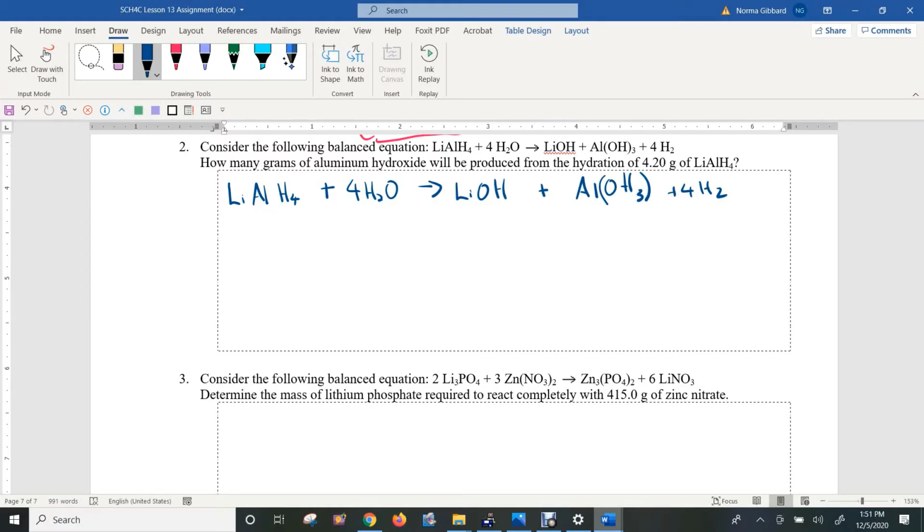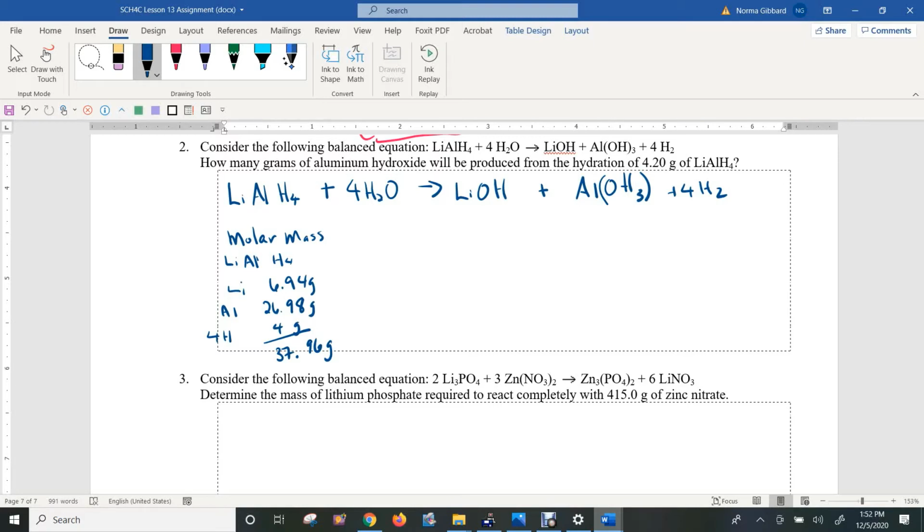Okay, so our next step is our molar mass for our lithium aluminum hydride. And lithium is 6.94. Aluminum is 26.98. And we have 4 hydrogen, which will add 4. So we will get 37.96 grams. These are all grams.